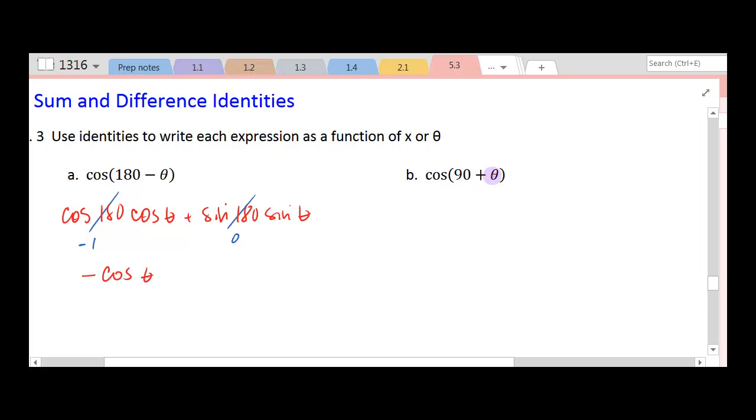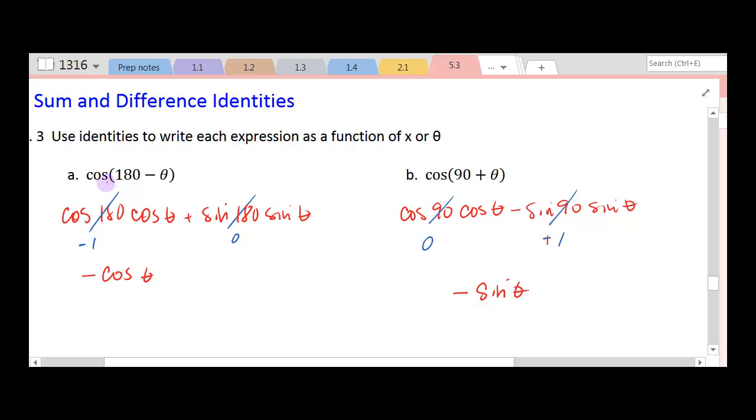The cosine of 90 plus theta. So again, we're using the sum identity for cosine, and it looks like the cosine of the first times the cosine of the second minus the sine of the first times the sine of the second. Again, we want to simplify this. I know that the cosine of 90 is 0 and the sine of 90 is, sorry, not negative 1, the sine of 90 is 1. So this portion over here disappears, and this side becomes negative 1 times sine theta, which is just negative sine theta.